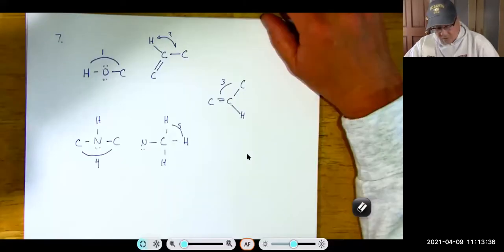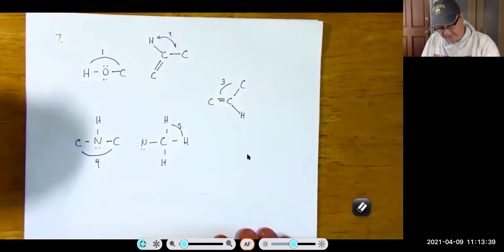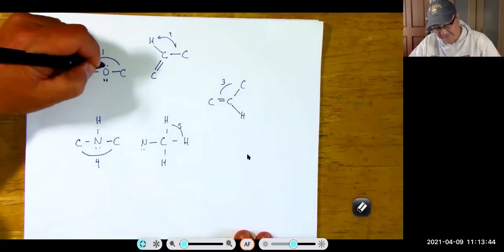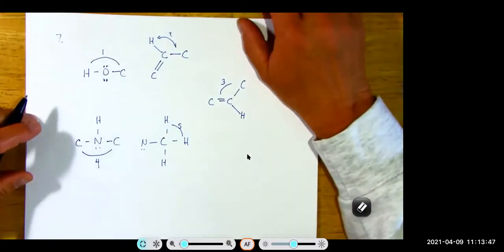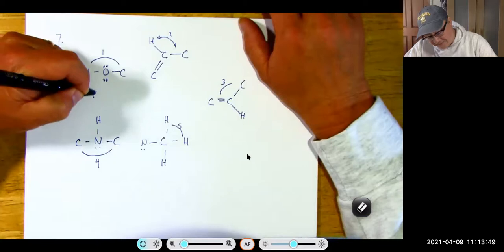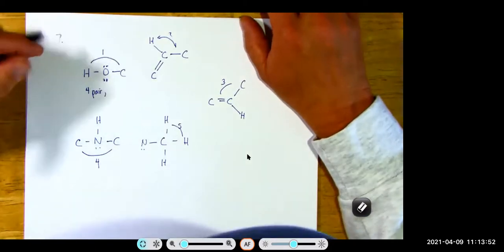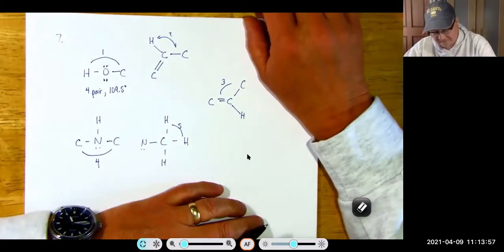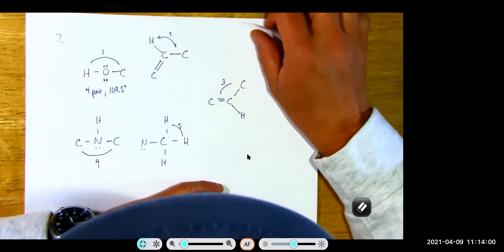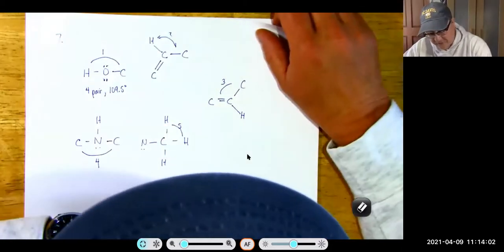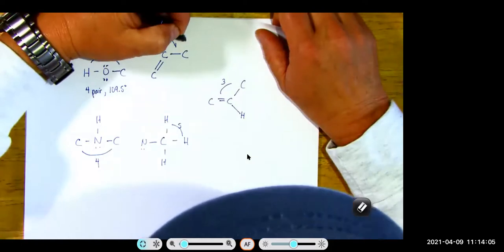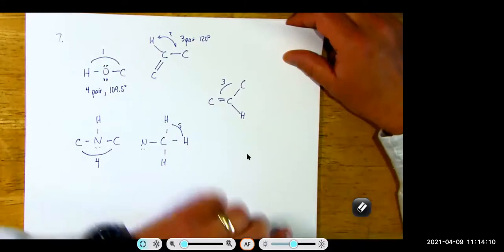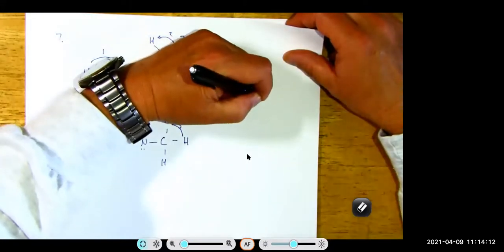What are the bond angles here? That's 180 because... Nope. Oh, see, it's tricky. Four pairs, right? So it's actually 109.5, because it's tetrahedral. What are the bond angles here? This one is 120. Three pairs, so it's 120. How about here? That one's also 120 because it's also trigonal planar.